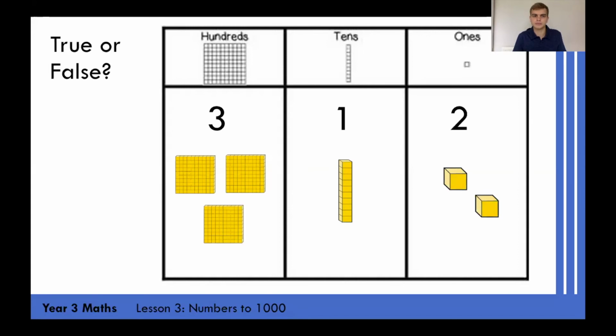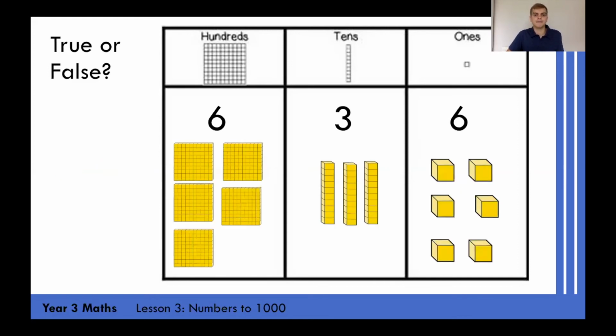312. Fantastic. Let's have a look. Call it out. Do you think it's true or false? Well done. If you said true, you're absolutely right, because in 312, I need 3 hundreds, which I've got, 1 ten, which I've got, and 2 ones, which I've got. So I managed to get that one just perfect, didn't I? Well done.